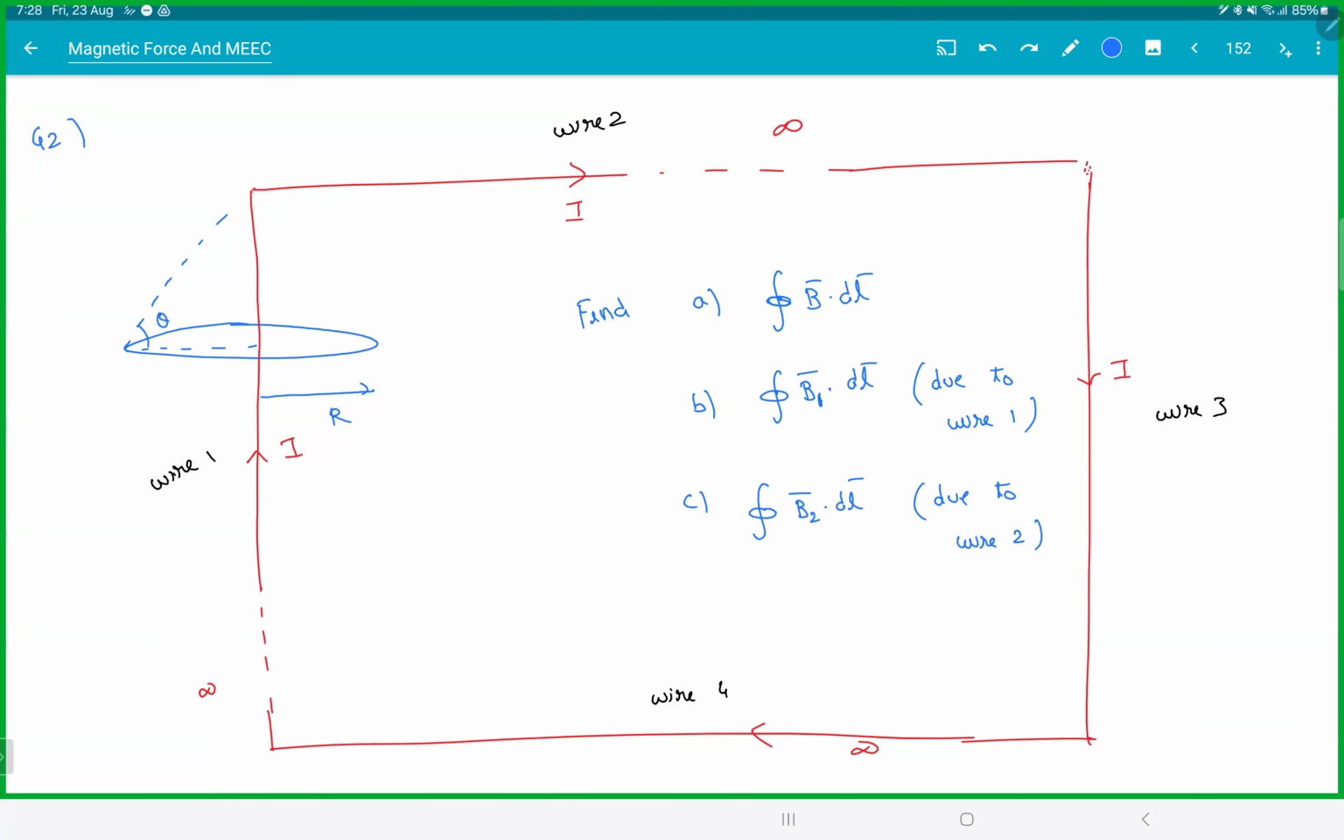The first was easy, right? Mu naught I. Due to all wires, mu naught I. Done. There is nothing there, and the first was easy.